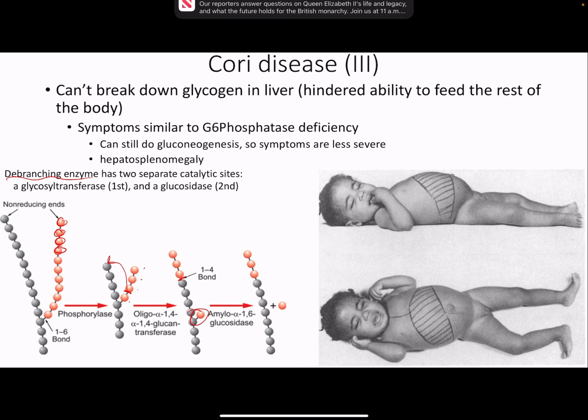And to get rid of this, we now need the glucosidase to come in. And this glucosidase is not functioning properly in Cori disease, so you can't properly break down glycogen. And so your liver is hindered in its ability to fuel the rest of the body with sugar. Now, as opposed to glucose 6-phosphatase deficiency, von Gierke's disease, we can still do gluconeogenesis. So it's a very bad disease, but it's going to be a little bit less severe than the glucose 6-phosphatase deficiency. You will still see these large livers, mainly hepatomegaly, because there's so much glycogen there that we just can't break down.